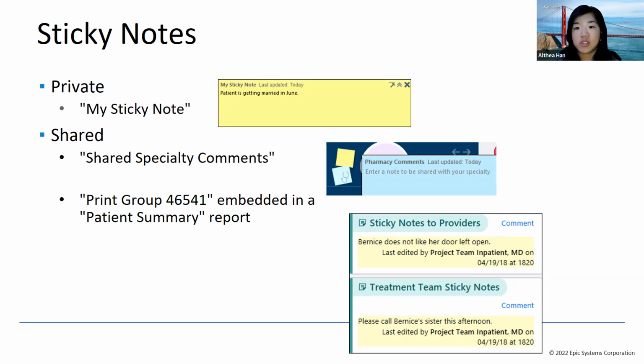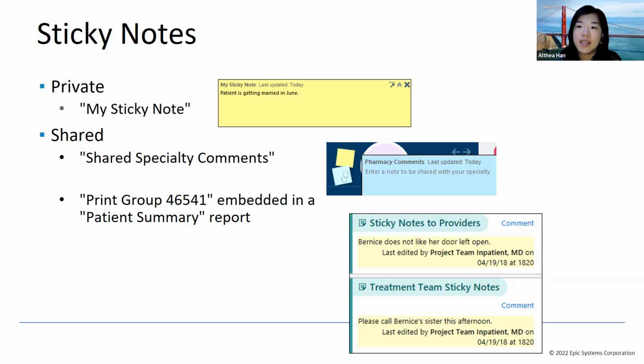On the other hand, shared sticky notes can be seen by others. They can either be a shared specialty comment or embedded into a patient summary report. The specialty depends on the login context. For example, if you're logging into a pharmacy department context, then the shared specialty comment will display as pharmacy comments, like the figure to the right with the blue sticky note.